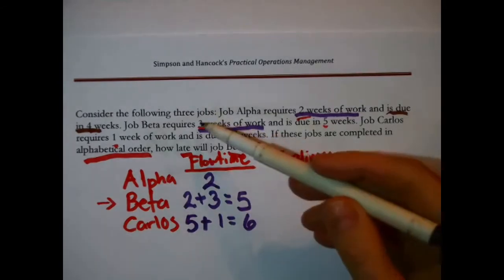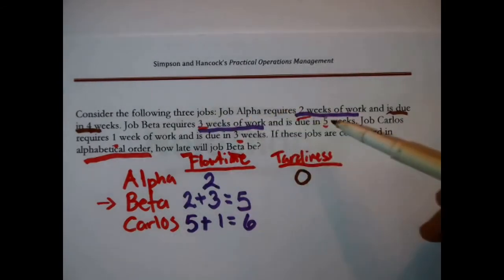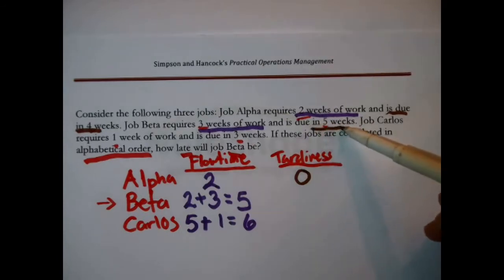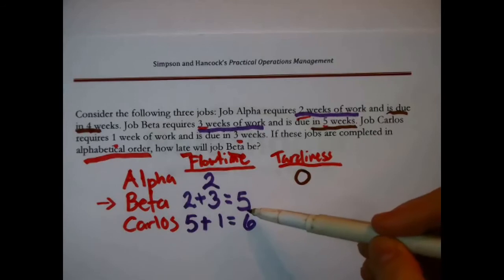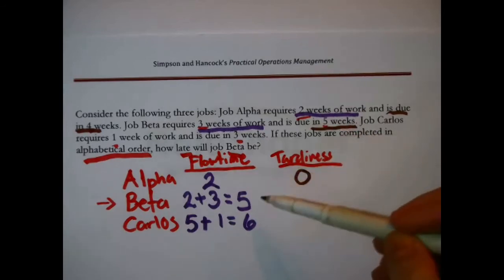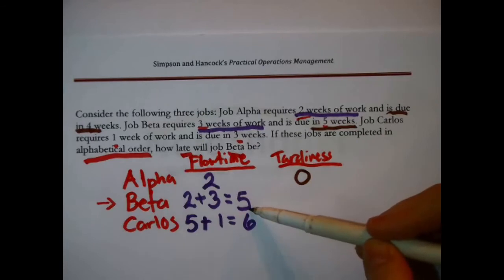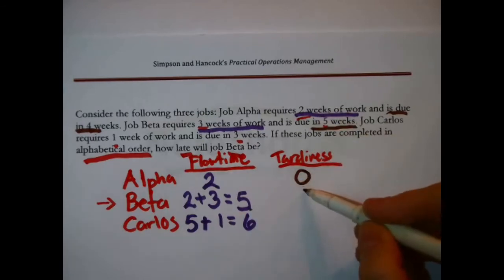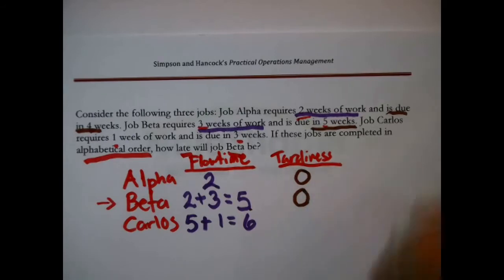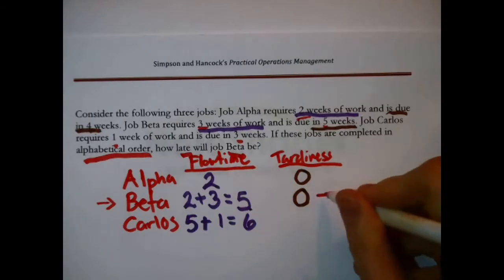Beta requires 3 weeks of work, but we already used that, and is due in 5 weeks. That's the promise for the job called beta. We compare that to the flow time, when it will actually be finished. It looks like it will be finished right on time. It will be finished in 5 weeks, just in time. That's still a tardiness of 0. And that is the answer to the question, because that's what the question asked.